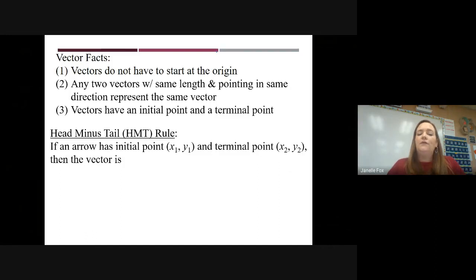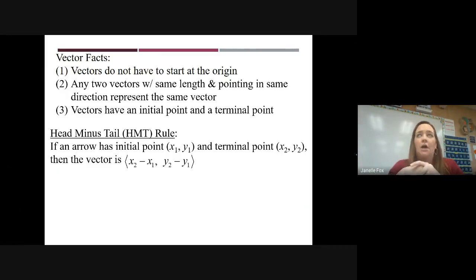Speaking of that initial point and your terminal point, that is how you actually calculate what a vector is. If you are given two coordinates, I'm going to get my pencil back here again, okay? You'll notice that this is a coordinate, and then this is a coordinate. Those two coordinates are your initial point and your terminal point. If you have those two things, then your vector is terminal minus initial. They call it the head minus tail rule. So your vector will just be the x2 minus x1, comma, y2 minus y1.